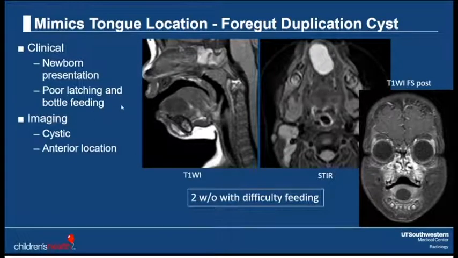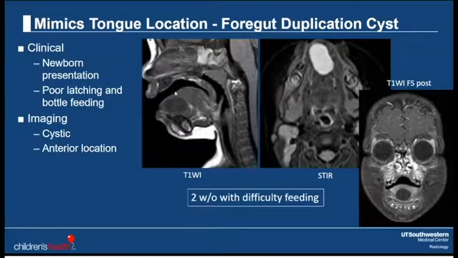When I think of tongue lesions, I think foregut duplication cyst, especially if it's located anteriorly. These children tend to present in the newborn period with symptoms such as poor latching and bottle feeding due to the mass effect from the lesion. Again, these tend to be cystic and anteriorly located.